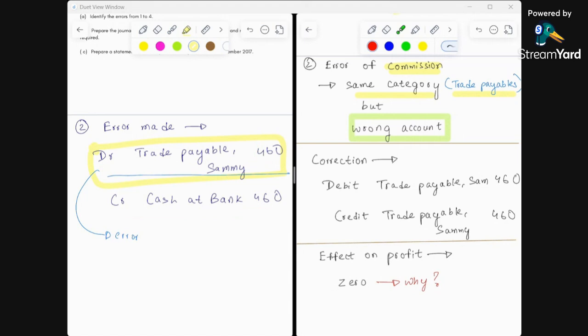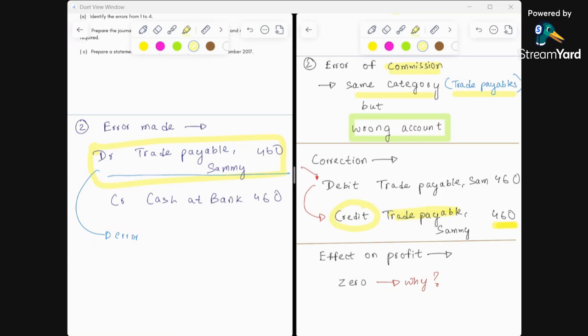Now, how do we correct this? To correct this, we have to increase our balance that we owe to Sammy. Now that we have to increase the balance that we owe to Sammy, Sammy is a trade payable, which we understand, which means that Sammy is a credit supplier, which means by default, Sammy is our liability. Now that we have to increase this, we have to increase our liabilities, and when liabilities increase, we have to credit it. So that's why we're crediting the account for Sammy by 460.